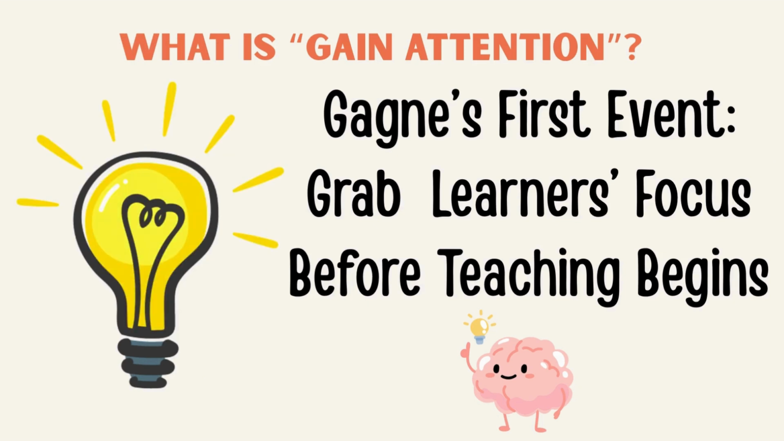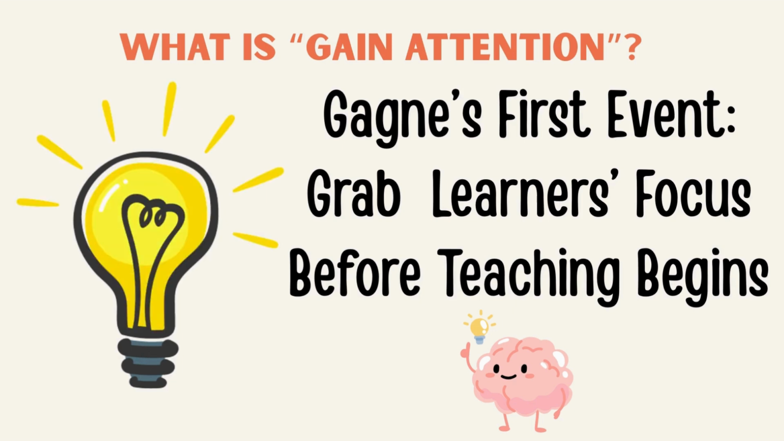What is gain attention? Gain attention is the very first part of Gagné's 9 events of instructions. It's about grabbing the learner's focus at the very beginning, because without attention, no meaningful learning can occur. Clark and Mayer emphasized this too. According to the coherence principle, anything irrelevant should be removed, and only what draws attention to key content should stay.